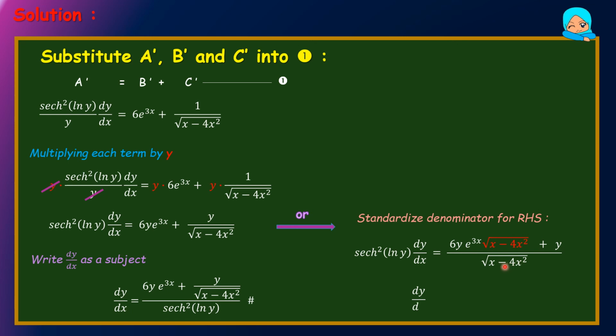Then we can write dy over dx equals 6y e^3x sec x minus 4x squared plus y. And then this is a multiplication operation, so we can move it down. So we have sec squared ln y times sec x minus 4x squared. So you can leave your answer as dy over dx equals this one or this one. Okay, got it?